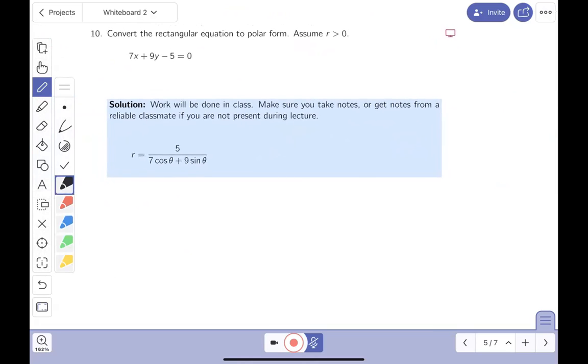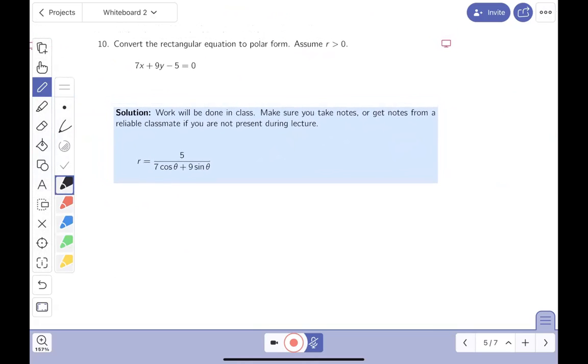Number 10, really simple equation. I want to tell you what the equation is. It's an equation of a line. And what they want me to do is write this in polar form. Let's write this down. x equals r cosine theta, and y is equal to r sine theta.